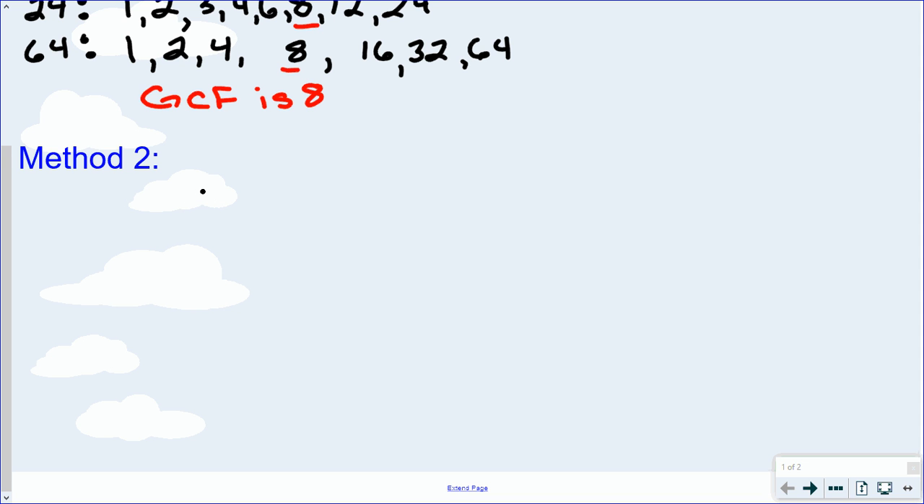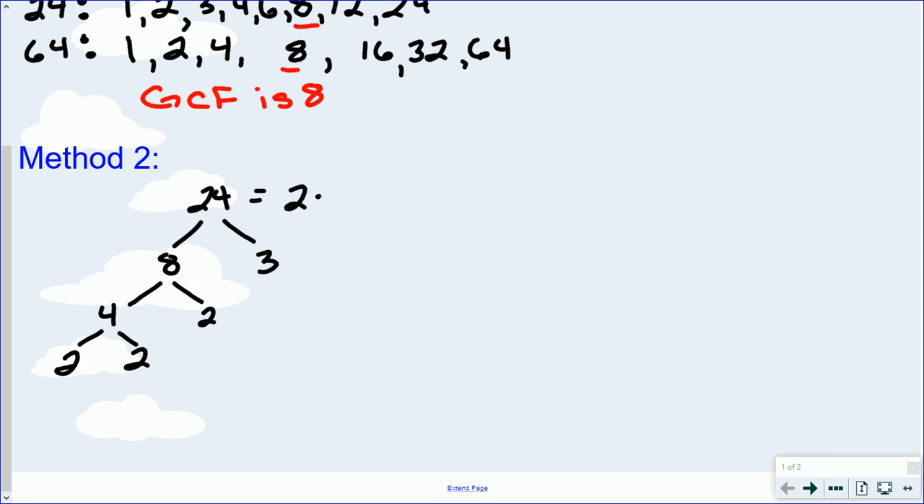So I'll start with the 24. And so 24 factors into 8 and 3. And then 3 is a prime number. So I just keep going until I have just prime numbers. 8 could be 4 times 2. 2 is a prime number. And then the 4 factors into 2 and 2. So the prime factorization of 24 is 2 times 2 times 2 times 3. If you multiply 2 times 2 times 2 times 3, you'll get 24. 2 times 2 is 4, times 2 is 8, times 3 is 24.